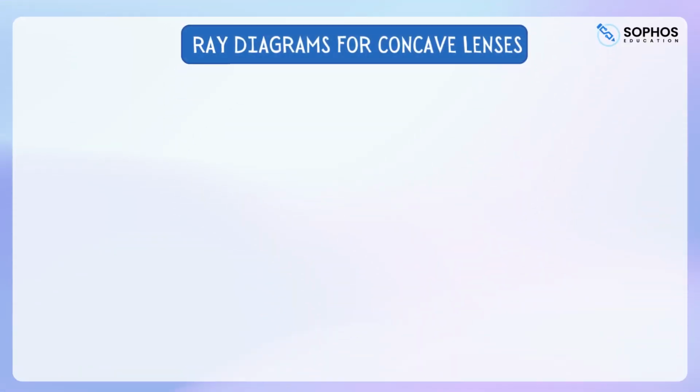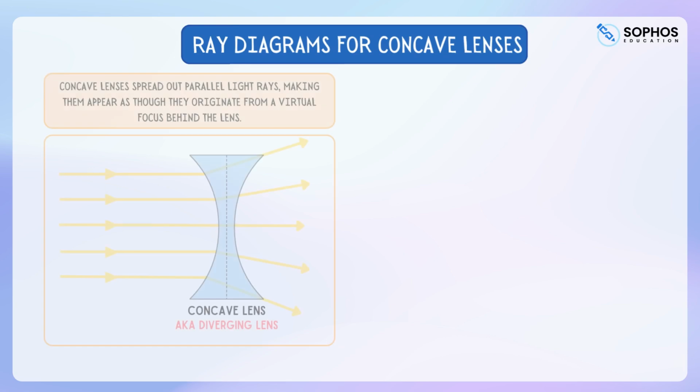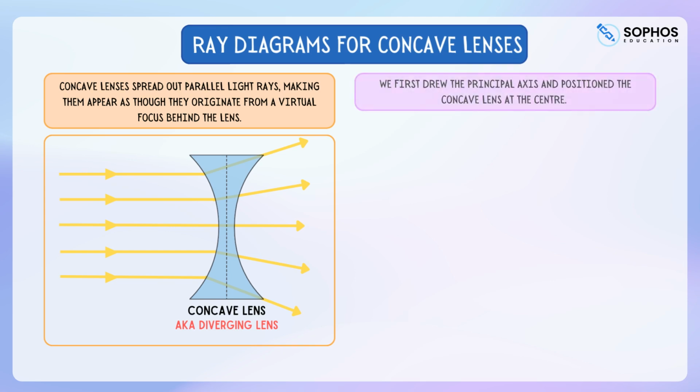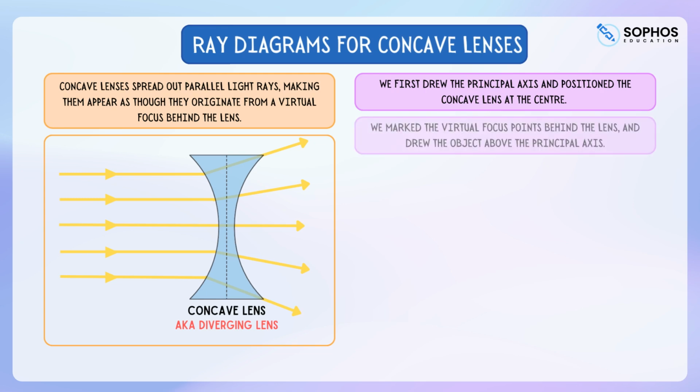In today's lesson, we focused on constructing ray diagrams for concave lenses, also known as diverging lenses. We began by recapping that concave lenses spread out parallel light rays, making them appear as though they originate from a virtual focus behind the lens. To construct a ray diagram, we first drew the principal axis and positioned the concave lens at the center. We marked the virtual focus points behind the lens and drew the object above the principal axis.